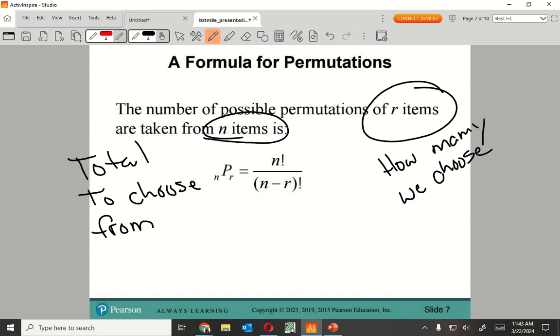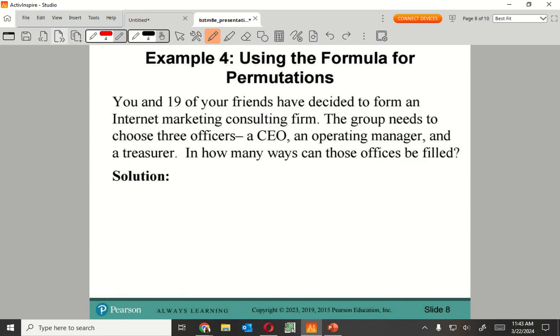Okay? So let's start with this one right here. It says you and 19 friends. How many total people? 20. Because it's you and 19 friends. Okay, so that's going to be the start here. Decided to form an internet marketing consulting firm. The group needs to choose 3 officers: CEO, operating manager, and treasurer. How many ways can these offices be filled?